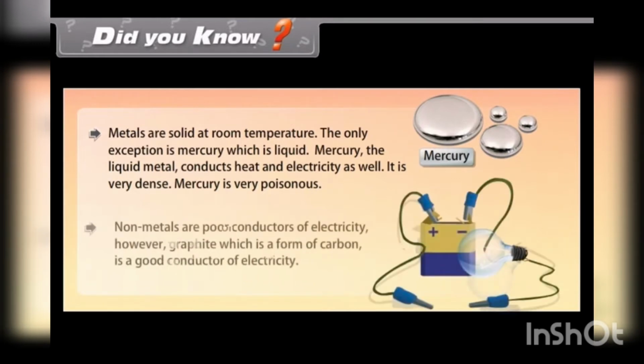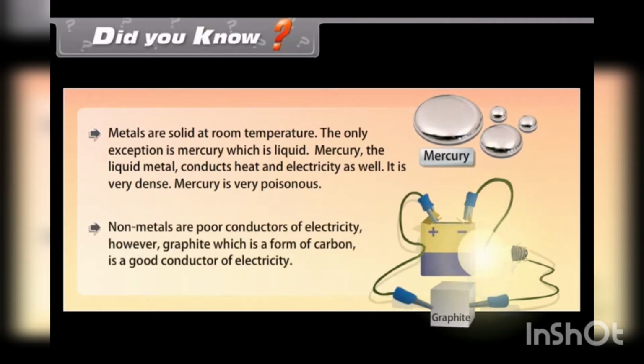Non-metals are poor conductors of electricity. However, graphite, which is a form of carbon, is a good conductor of electricity.